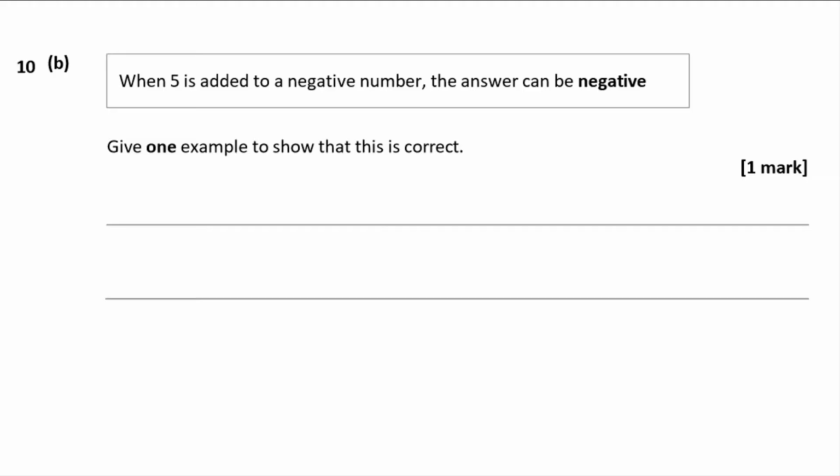Part B says, when 5 is added to a negative number, the answer can be negative. Give one example to show that this is correct. Okay, well, again, if I take something further down the negative number line, so let's take it down to maybe -9, and I add on 5, then it's not enough to get past 0 then, is it? It's still going to end up in the negative part of the scale. So -9 plus 5, that's going to take me to -4. Okay, so negative plus positive there, it remains negative, whereas before it became positive.